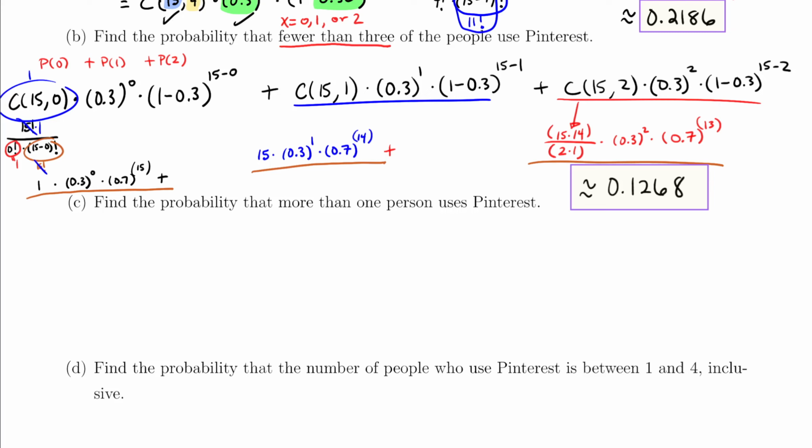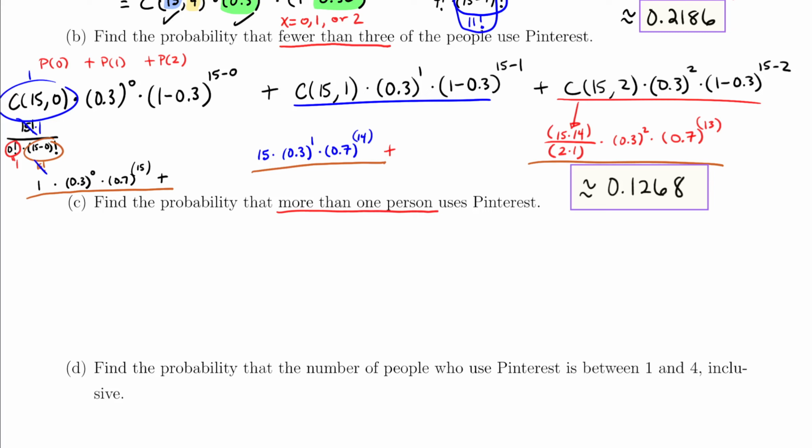Now for C, it says for the same setup, it's our binomial distribution. We had 15 people surveyed, 30% of people in general use Pinterest. Find the probability that more than one person uses Pinterest. Now this phrase of more than one person, in the context of our problem where we had 15 people sampled overall, what does more than one mean? What are acceptable values?